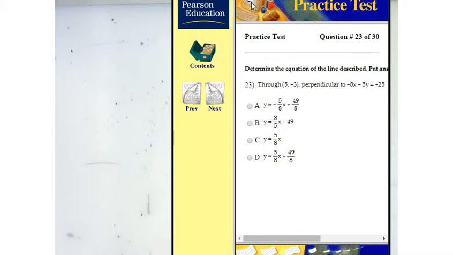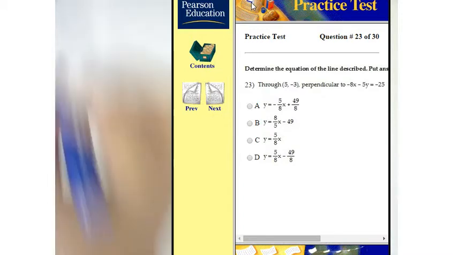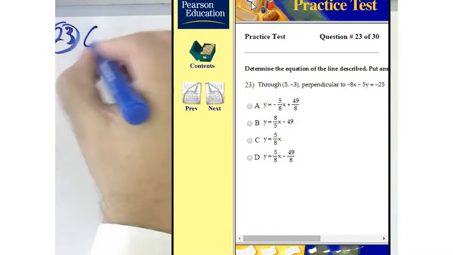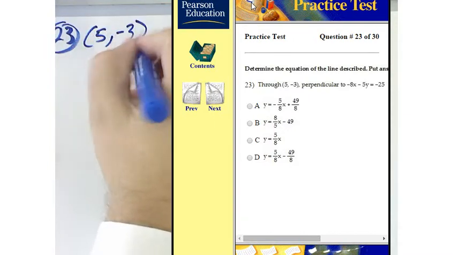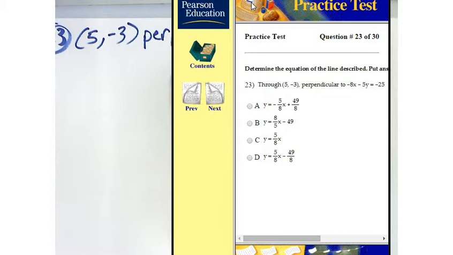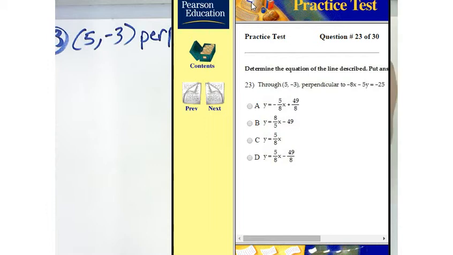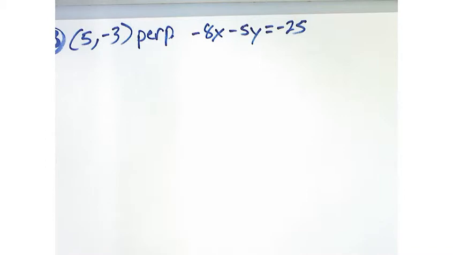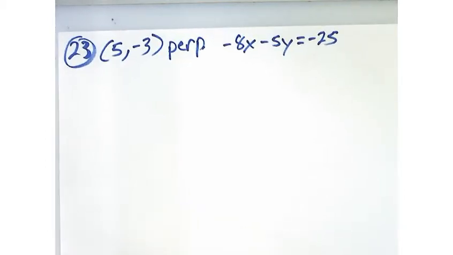Oh, all right. So this one says, determine the equation of the line described, and what they want us to do is write an equation of a line that passes through the point (5, -3) and is perpendicular to the equation -8x minus 5y equals -25. Okay? So we need to find the slope first. That's the first step. So we need to find the slope of the original line.